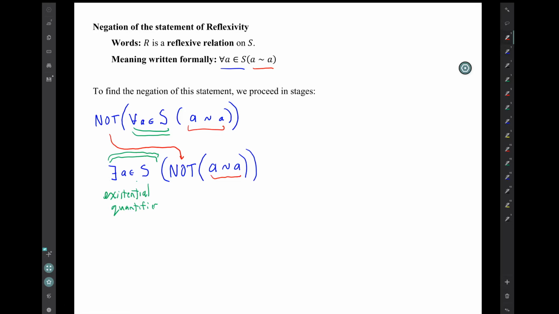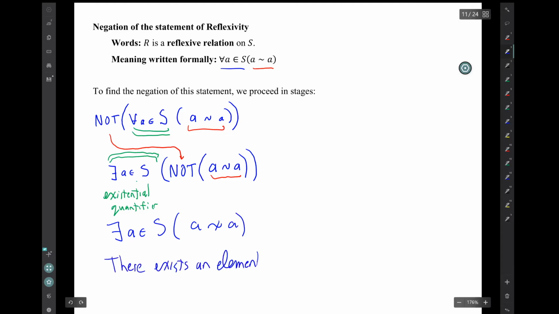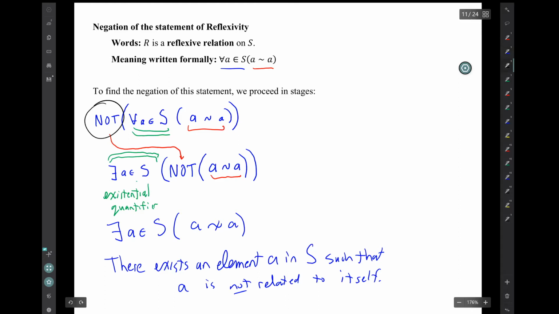Now we can clarify this more by dealing with this negation. We can apply this negation to this predicate. And when we do that, it becomes the following. This is spoken, there exists an A in set S such that A is not related to itself. So you see that our original negation had the not out front, and it ends up way over to the right as part of the predicate.